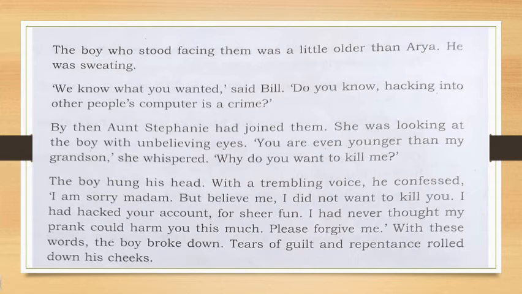"But believe me, I did not want to kill you. I had hacked your account for sheer fun. Just for fun, I hacked your account, madam. But I don't want to kill you, really," he said. "I had never thought my prank could harm you this much." That means he just wanted to play a prank. That means he just wanted to make fun of that aunt, but he didn't think that it could harm this much. "Please forgive me." With these words, the boy broke down. Broke down means he broke down into tears. He started crying. Tears of guilt and repentance rolled down his cheeks.